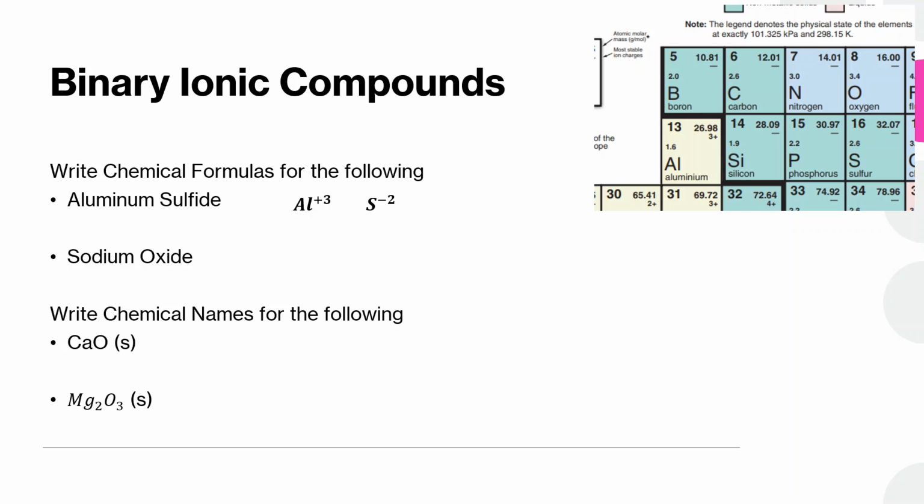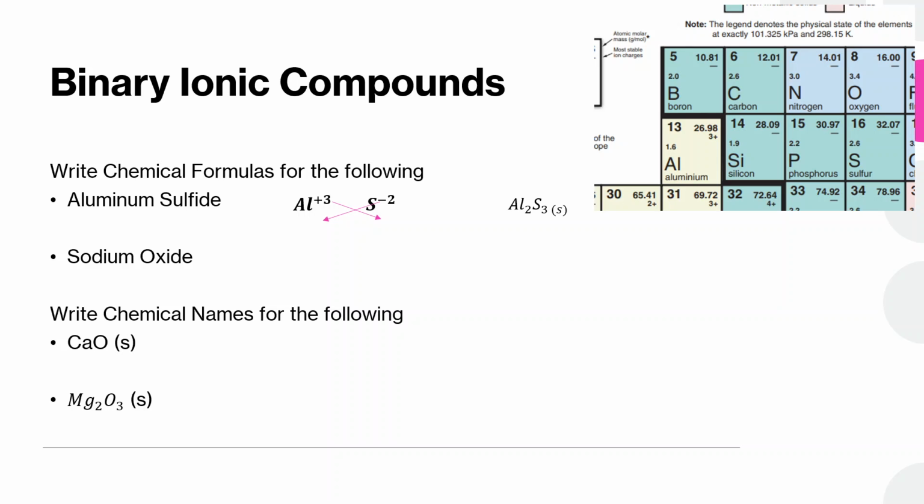Now, some people, when they teach you how to write a chemical formula, are going to go through something called the crisscross rule. So what you do with the crisscross rule is you basically take the charge of the one element, so the charge of sulfur, and it becomes the subscript of aluminum, and then the charge of aluminum becomes the subscript of sulfur. So the chemical formula for aluminum sulfide is Al2S3. But I want to go into detail in a minute why this happens.